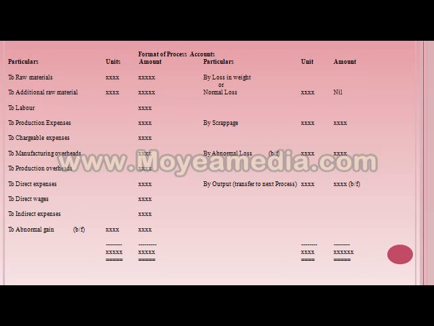On the debit side, you have one more item which is named abnormal gain. So you have either abnormal loss or abnormal gain. When you close the account for each process, you close the unit column first. When you close the unit column, if you have a balance on the credit side, you name it abnormal loss. On the other hand, if you have it on the debit side, you name it abnormal gain. So this is all about your format. It is understood, I believe, from this.